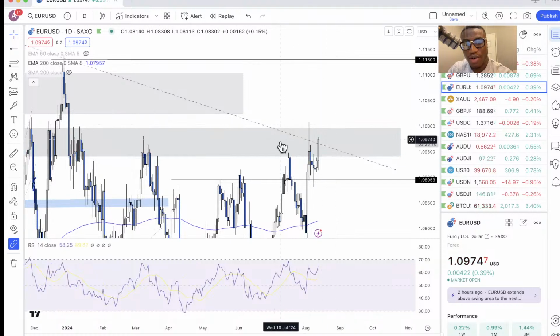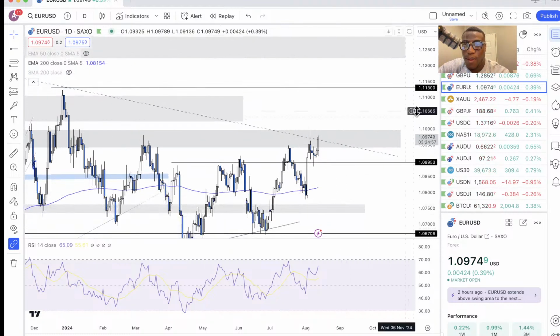This entire zone is very important for the euro dollar market. If we get that nice push, probably a retest or a consolidation, then I'll be looking to go long at the pullback of that consolidation. All right.